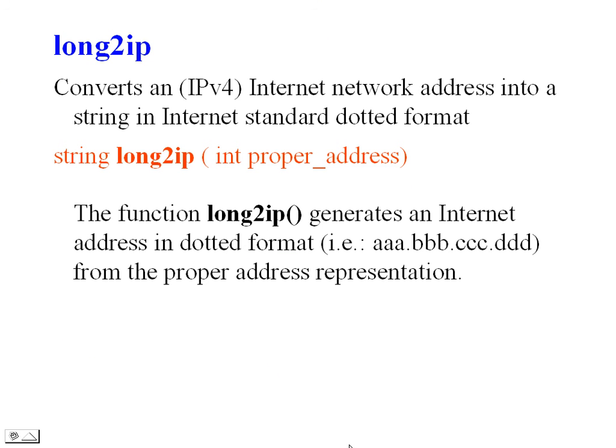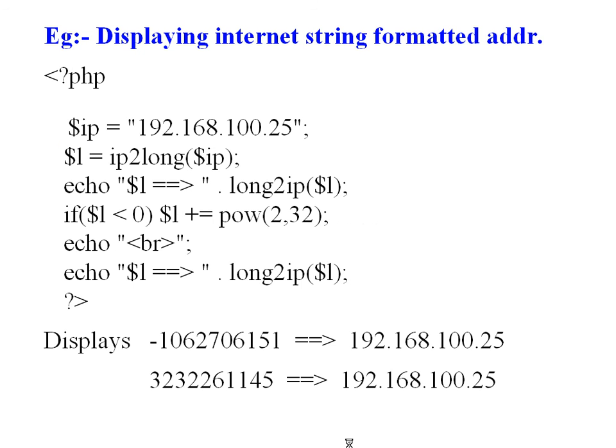The next and last function is long2ip. It converts an internet network address into a string in internet standard dotted form. That means if we give the long form of the IP address, it will return the IP address. The function long2ip generates an internet address in dotted form from the proper address representation. It is demonstrated as follows.